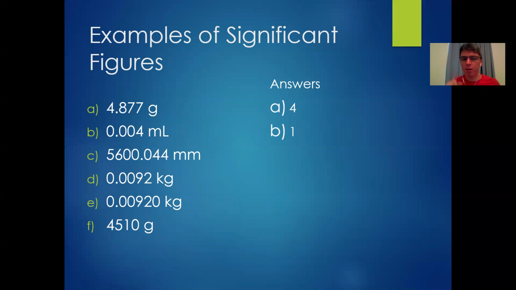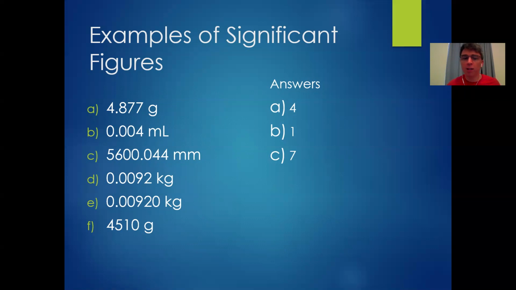5600.044 milliliters. 5644, all of those definitely count. Now we've got to look at our zeros. Those zeros are all between non-zero digits. So even though there's a bunch of them, all 3 of those count, and we end up with 7 significant figures. Just like if it was 5604, you would have 1 in between, that one would still count. All of those are between non-zero digits, so all of them are interior zeros.